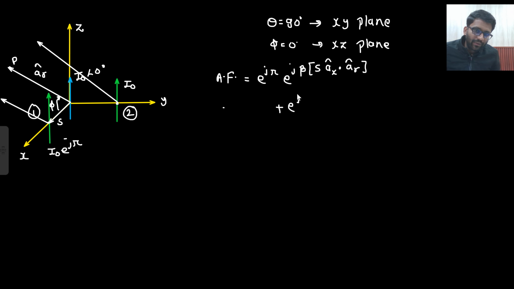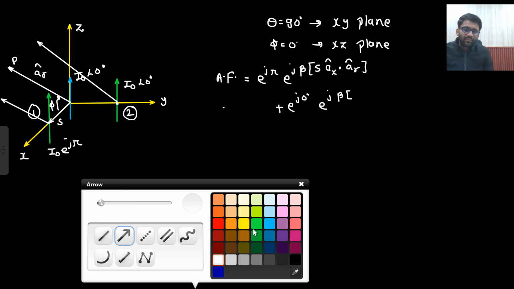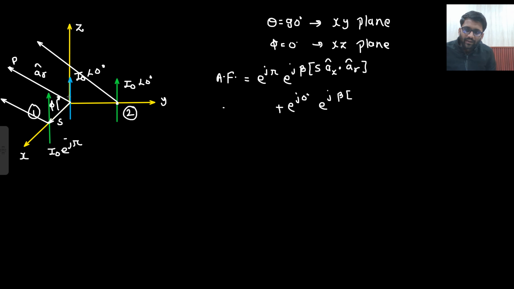Plus e to the power j. How much phase shift is this having? 0 degree. 0 degree. e to the power j beta. Here what I am going to do is again the same thing. From the origin towards antenna 2, I am making a vector. What is that vector? s a_y cap. Distance is s only and the direction is a_y cap. So s a_y cap dot product with a_r cap.